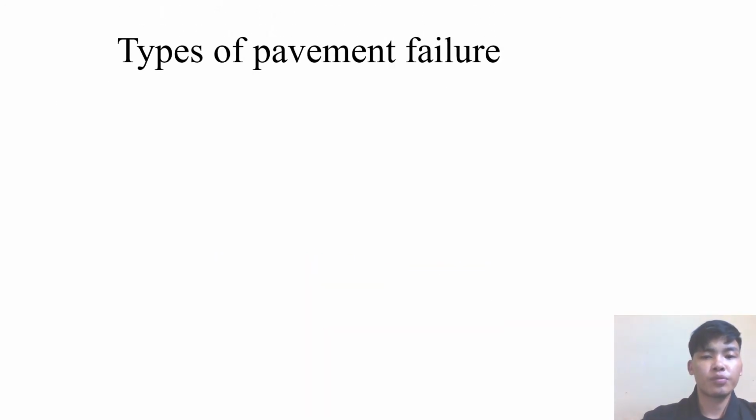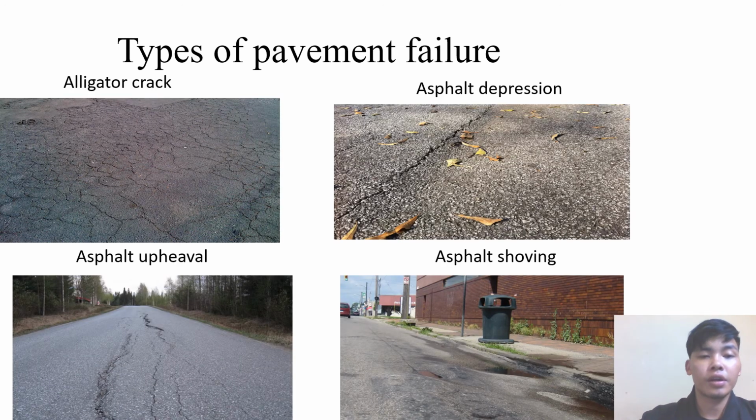Now moving to the types of pavement failure. Alligator crack. It is caused due to weakness in the surface, base or subgrade, since it may be too thin. Asphalt depression. Asphalt depressions are pavement surface areas with slightly lower elevations than the surrounding pavement. Asphalt upheaval. It is a localized upward movement in a pavement caused due to the swelling of the subgrade.